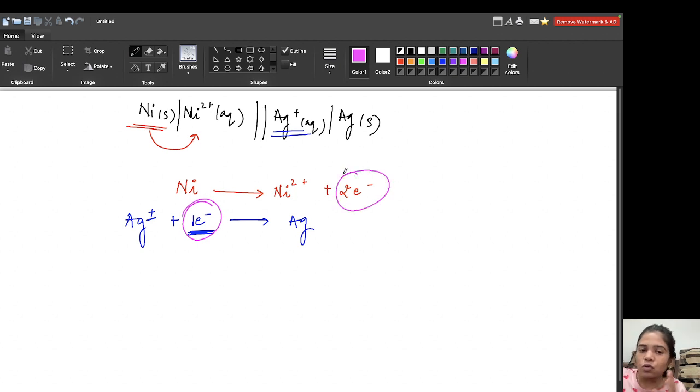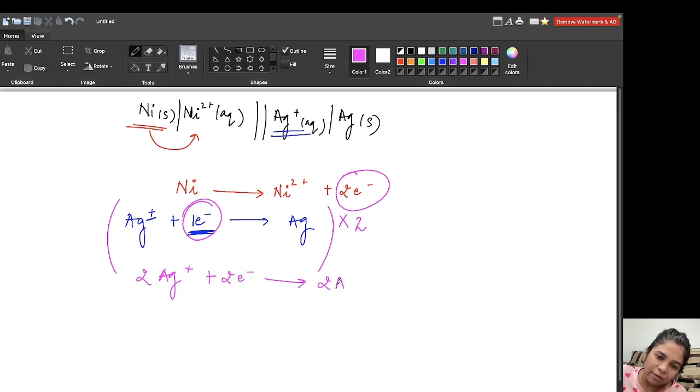So what we have to do, we have to modify the reactions in such a way that the number of electrons comes out to be the same. How will that happen? What if I multiply my second reaction by 2? If I multiply by 2, I will be getting 2Ag+ plus 2 electrons giving me 2Ag, right?